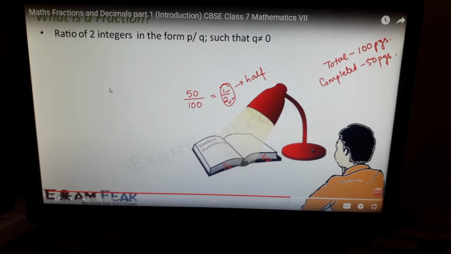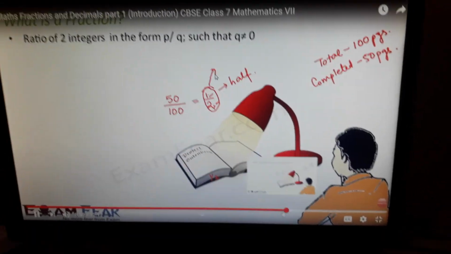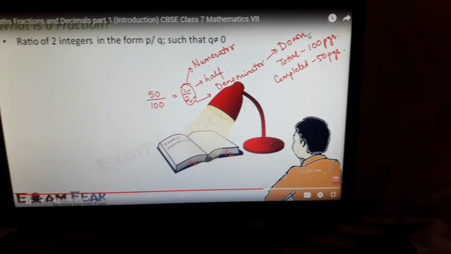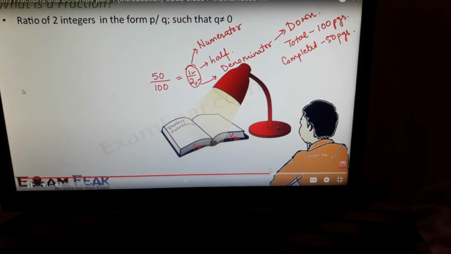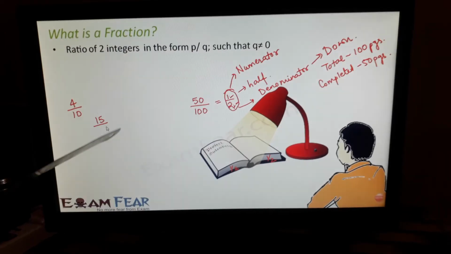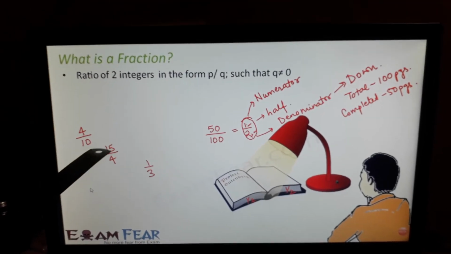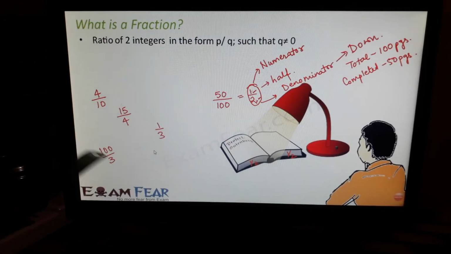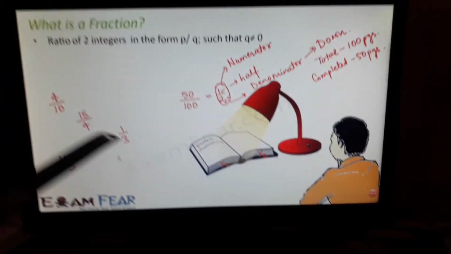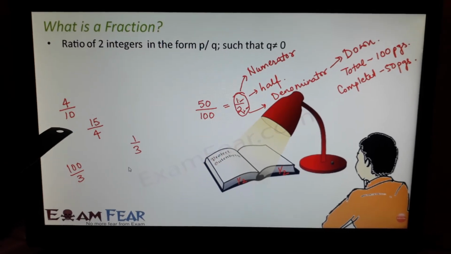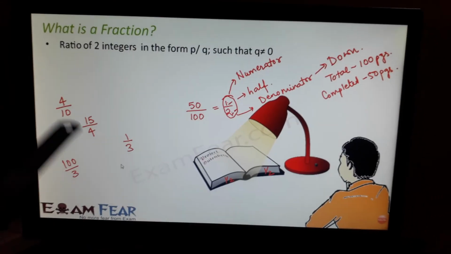See children, what is a fraction once again? Ratio of two integers in the form p by q such that q is not equal to 0. Now one more example: we are writing some fractions here, 4 by 10, 15 by 4, 1 by 3, 100 by 3. If you observe, children, these two are proper fractions, these two are improper fractions. Whenever the numerator is smaller, it is proper. Whenever the numerator is greater, it is improper.